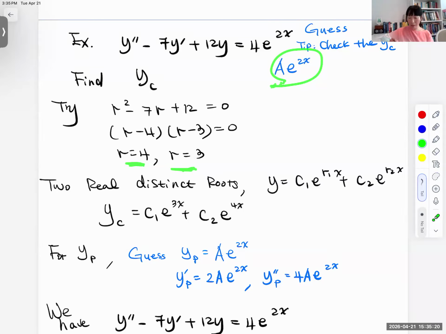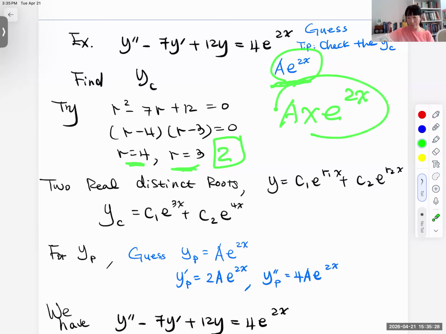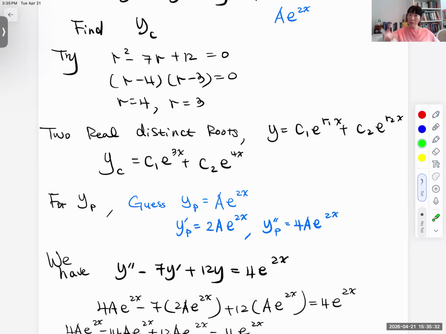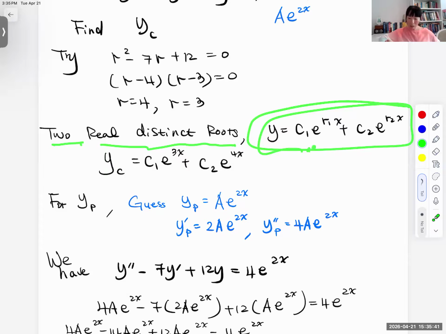Once again, if r equal to 2, we cannot use this one. So we can use a e to the 2x. All right, let's move on. So r equal to 4, r equal to 3 means we have two real distinct solutions, right? So we can have this form as the complementary solution.